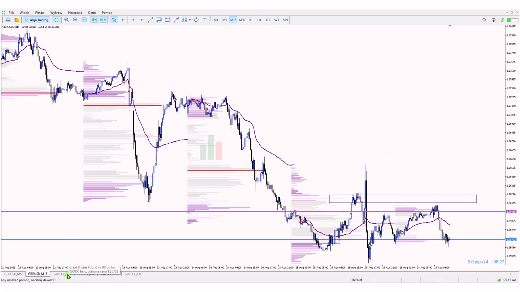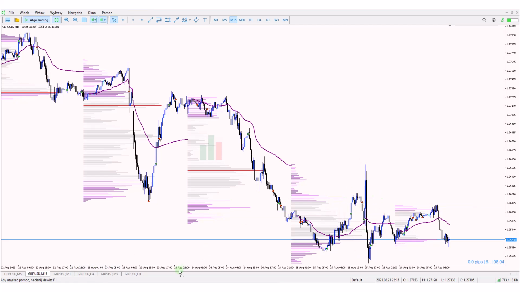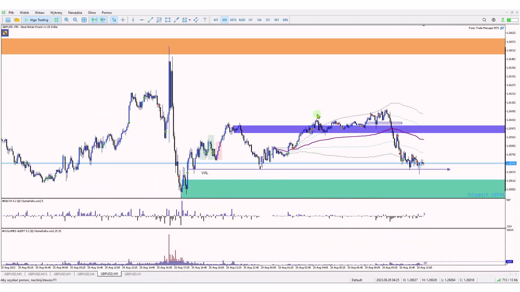So the first idea, after seeing such a move, so I will delete this again, my first bias would be to short, to look for a short entry.